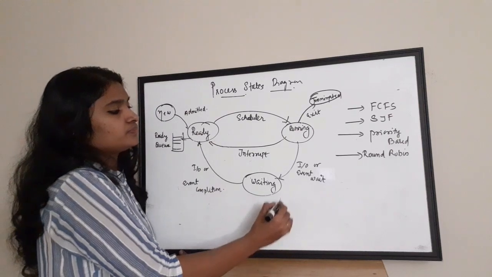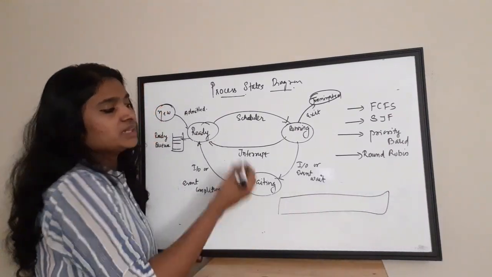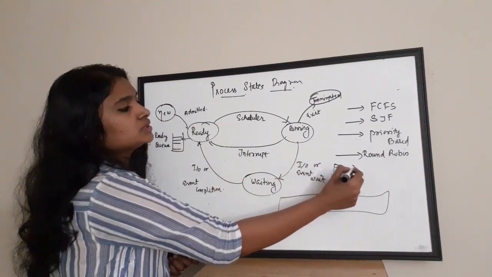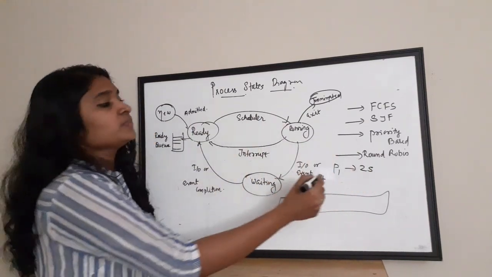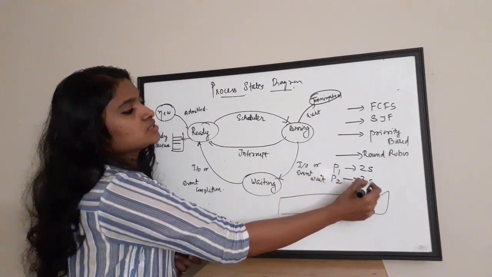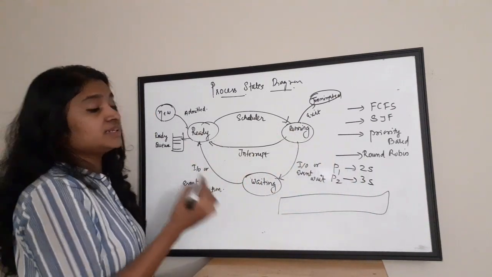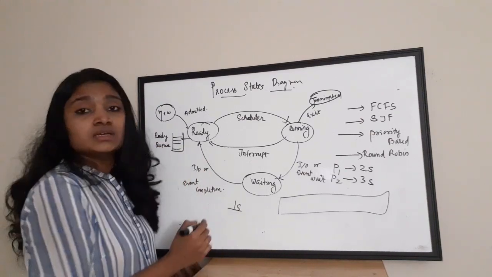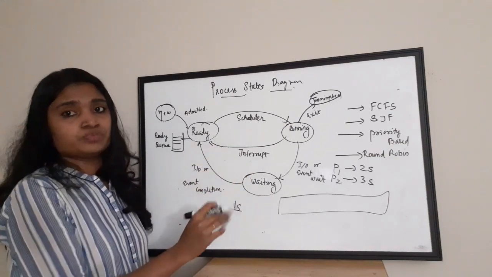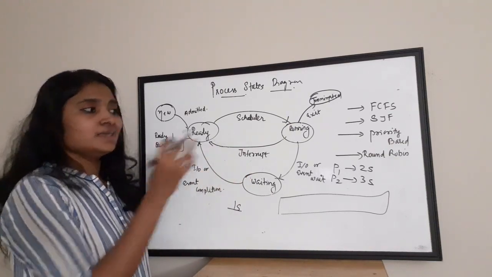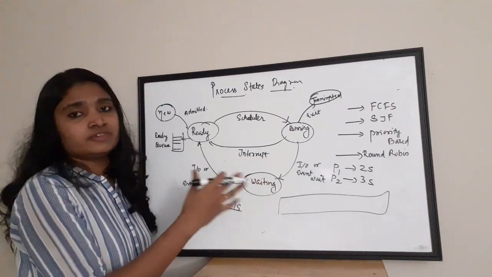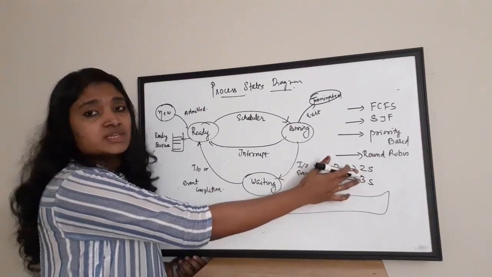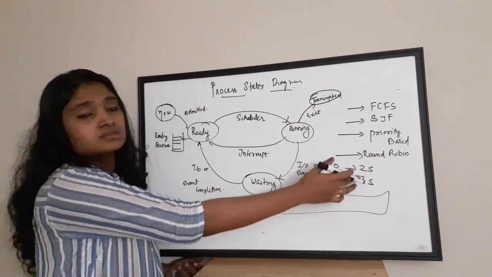I'll demonstrate it. There are two processes in the ready queue: P1 with 2 seconds of execution and P2 with 3 seconds of execution. The time slot chosen by this round robin algorithm is 1 second. I'm going to schedule P1 and P2 based on the round robin, because it is easy if I draw the figure. So P1 has 2 seconds. P2's execution time is 3 seconds.